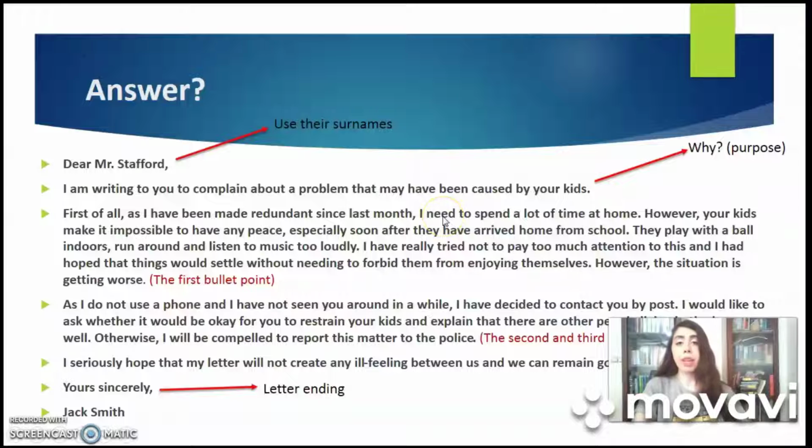To complain about something, to invite someone. But here you need to mention the purpose of your letter. Then we have the body and the bullet points, which need to be covered fully. And then the last part, the closing phrase, which is yours sincerely here. And then finally you need to write your name. In formal, informal, and semi-formal letters, all of them you need to write your names at the bottom of the letter, but it depends. In formal and semi-formal letters, you need to write your first and last name fully.